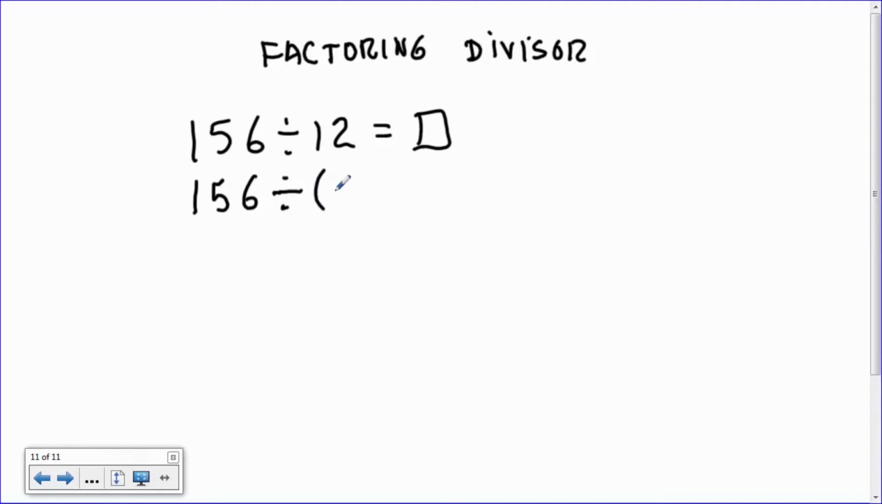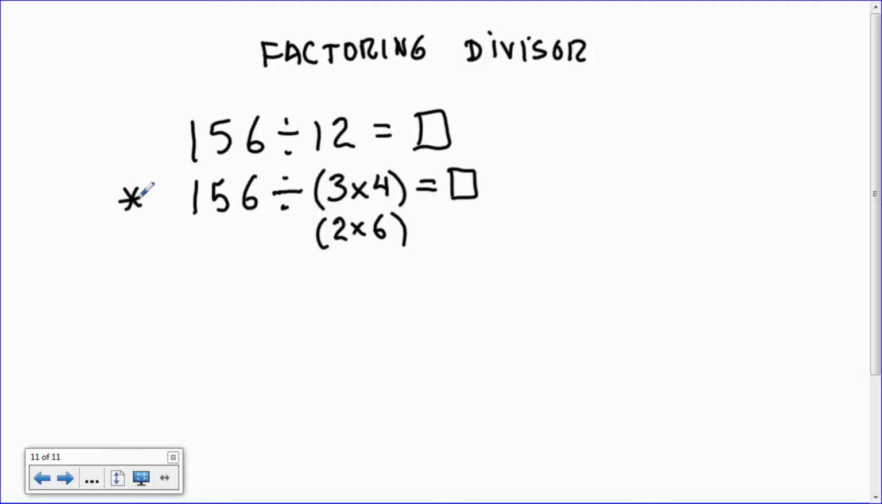And let me write it as 3 times 4. Or I could have written it as 2 times 6, or 6 times 2, but not as 1 times 12, because then I'm back to my original problem. So I'm going to look at this problem right here, 156 divided by 12, or 3 times 4.